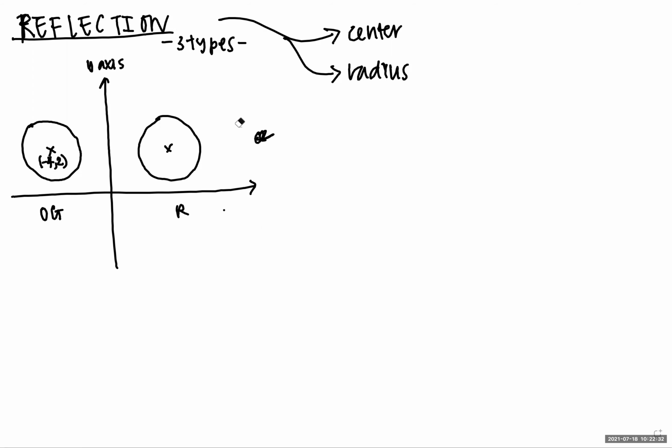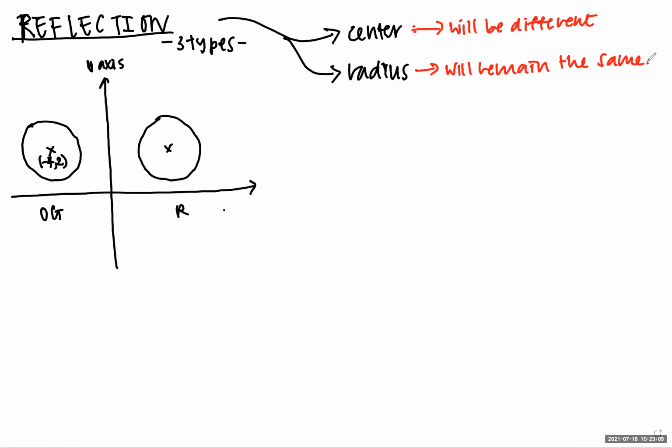But what about the radius? Will the radius change? When it reflects, does it become bigger or smaller? It will still be the same. So over here, the center will change, it will be a different answer. But the radius will stay the same. Okay, so this is a concept that you need to know.